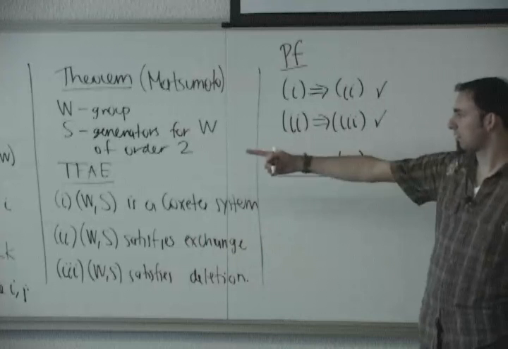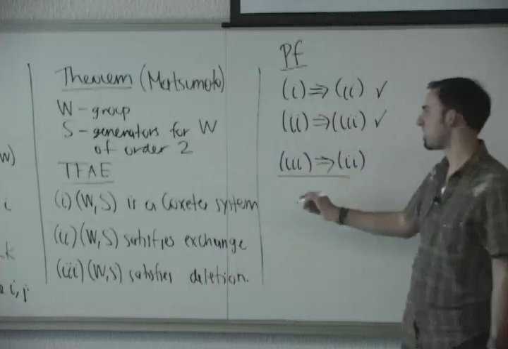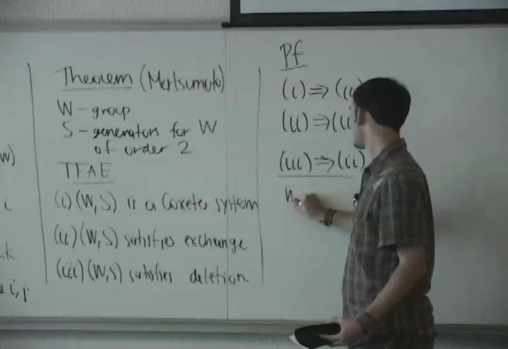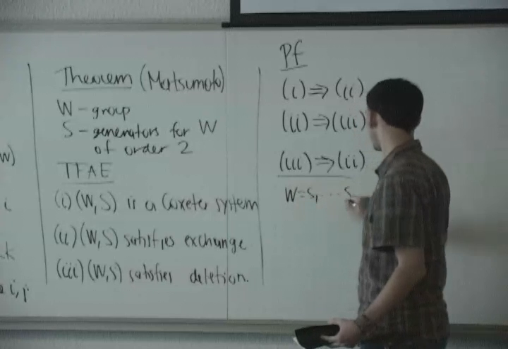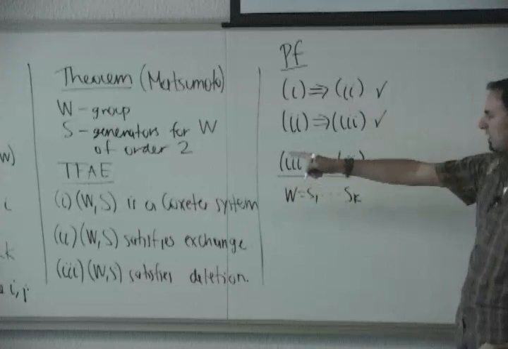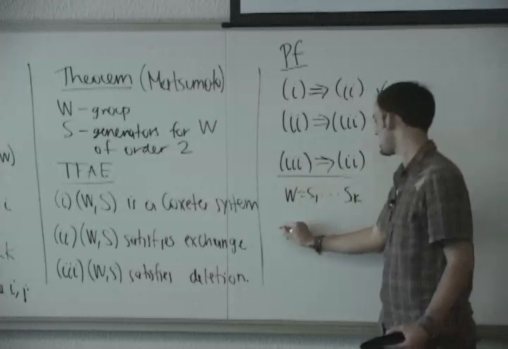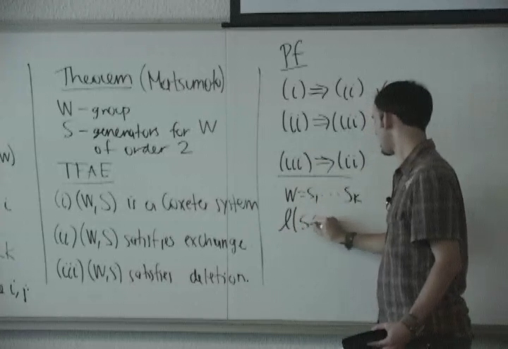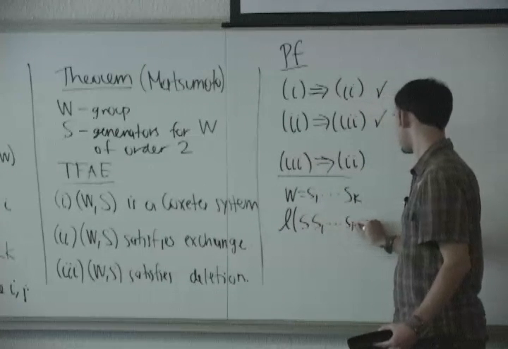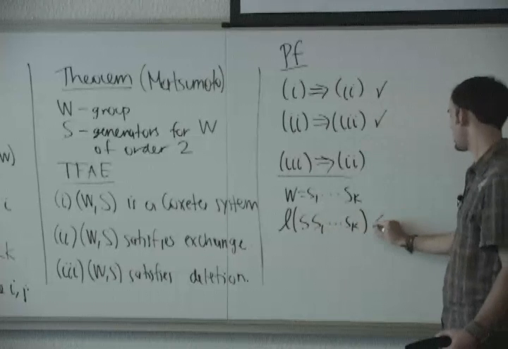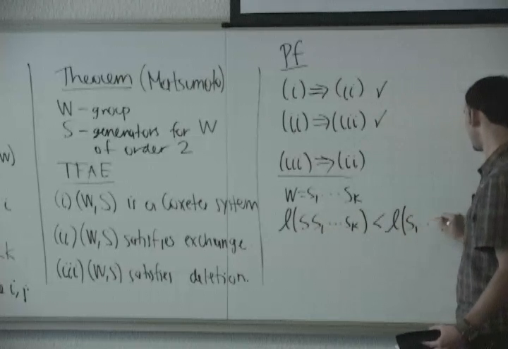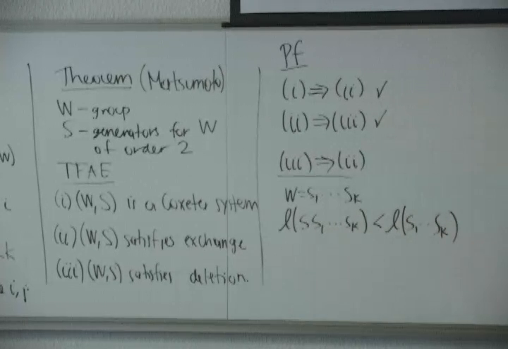And let's prove that these guys have the exchange property. So we take W equals S1 up to Sk, and we take S such that L of SW is less than L of S1 up to Sk. And we have to prove that conclusion over there.